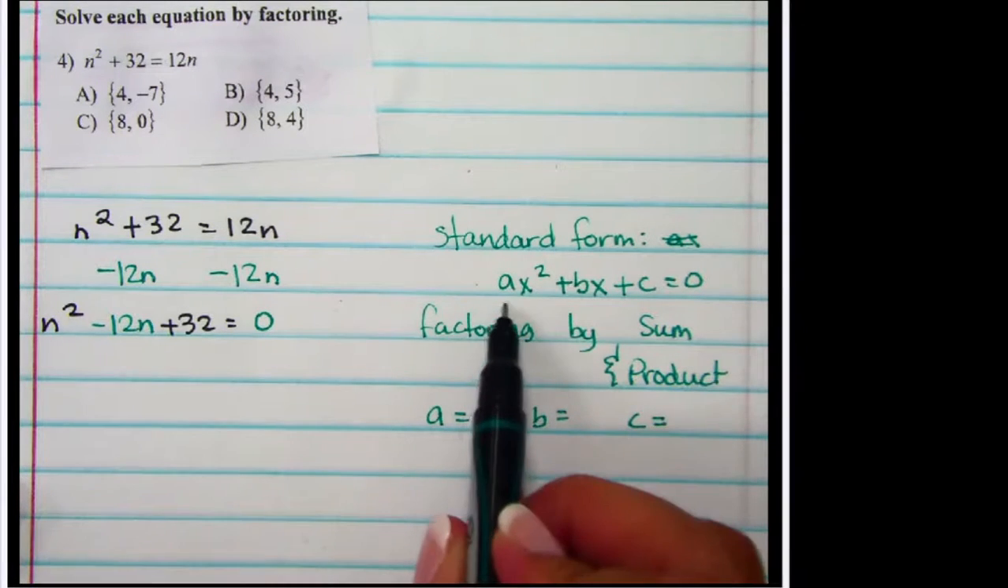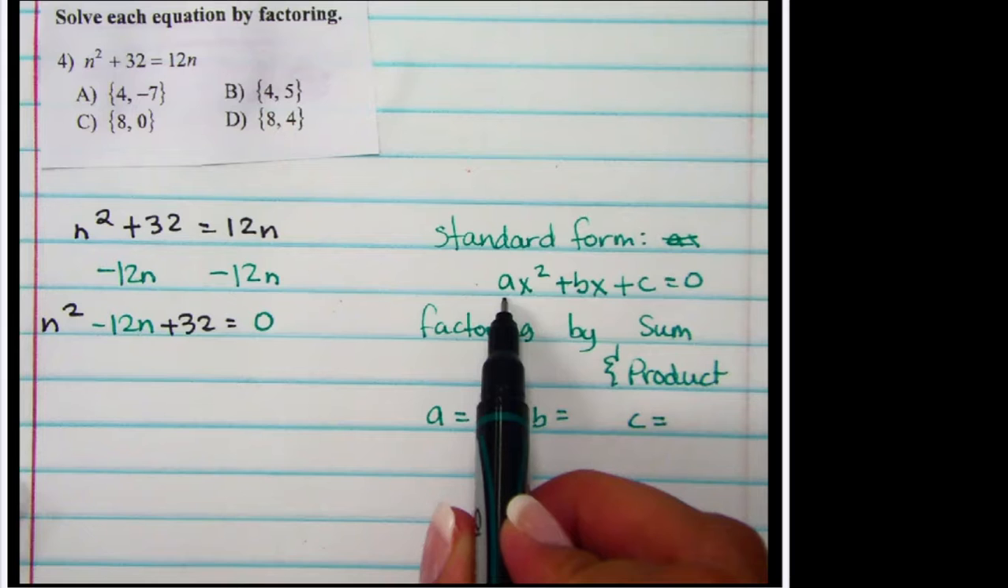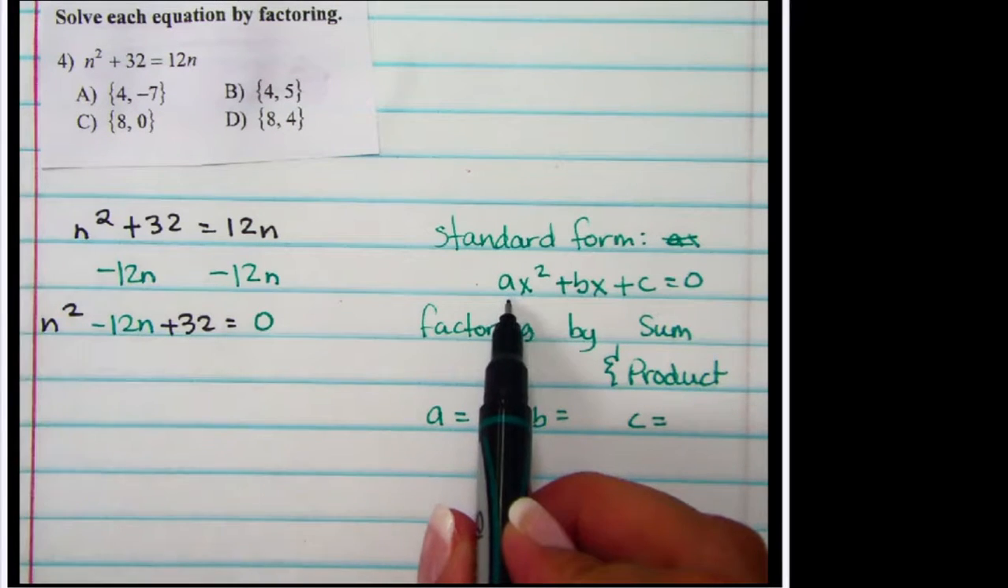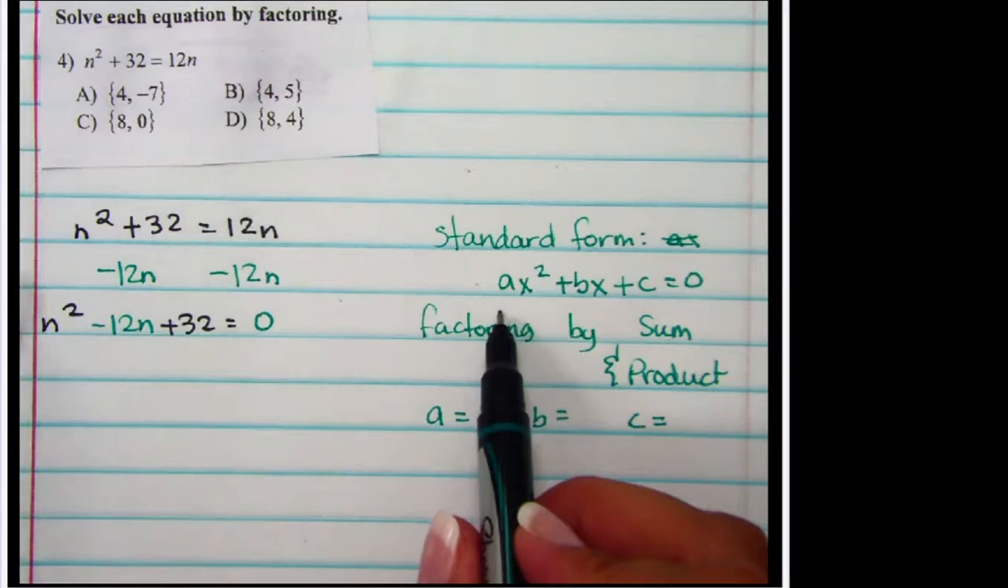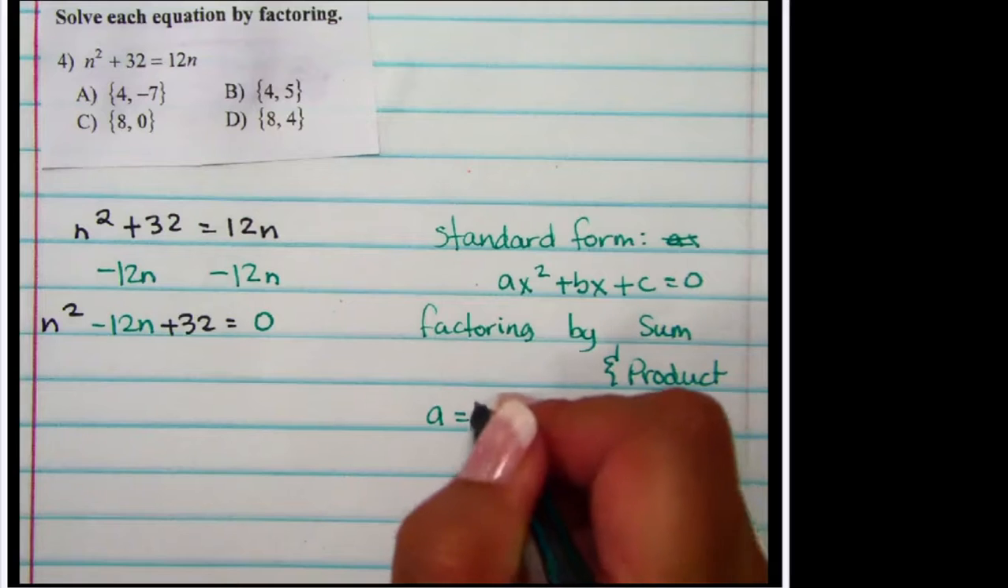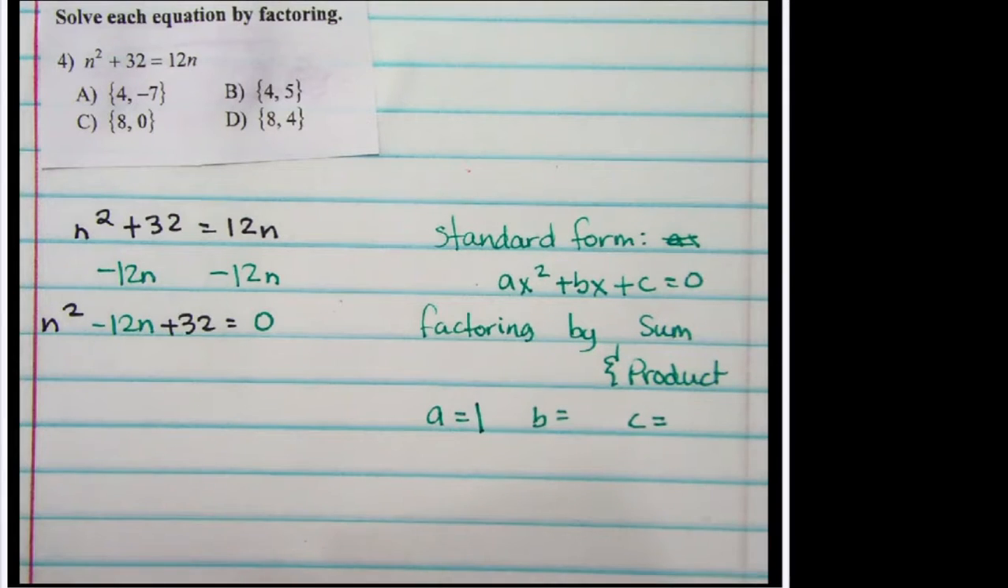Looking at my standard form, A is always the coefficient of the squared variable. That is, it's the number being multiplied by the variable that has the exponent squared. Looking at my equation, the coefficient for this n squared term isn't listed. Whenever a coefficient isn't listed, it is 1.